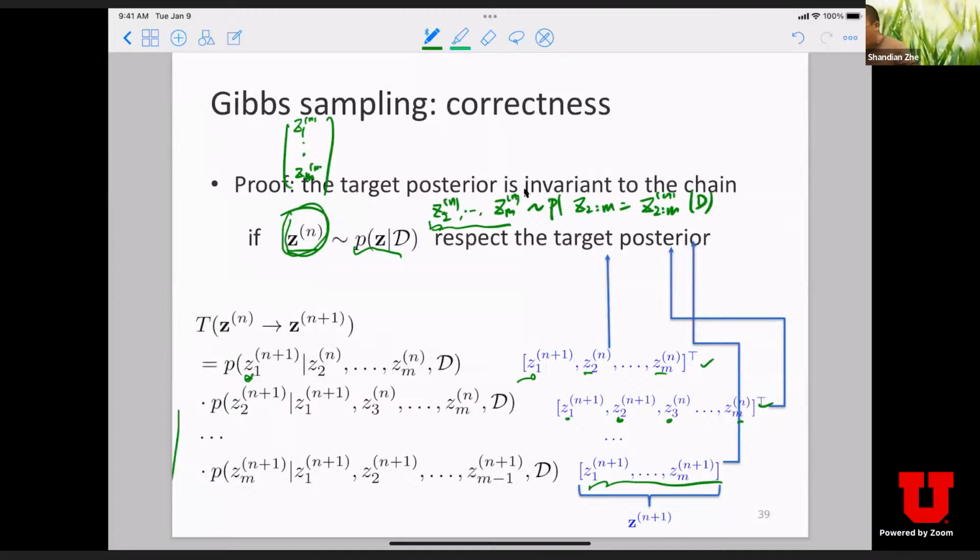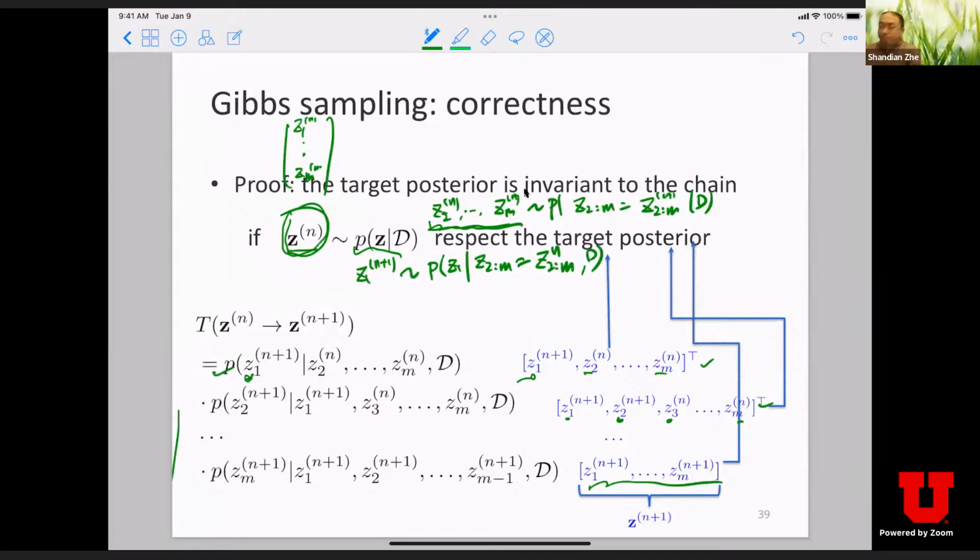In other words, let me write it more explicitly. That means Z1 n plus 1 will be sampled from a conditional distribution of Z1 given Z2 to M, taking the samples at step n. So it's Z2 to M, and here this is just a succinct notation of Z2, Z3, to Zm, and given the data D. Does it make sense? This tells you how the new sample for Z1 is generated.